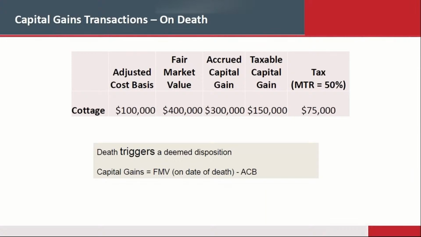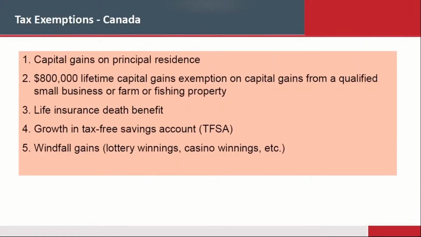Now, I draw again to your attention that if this was a spousal situation, once again, the spouse will receive this on a tax-deferred basis, and it will be when the spouse actually passes away. In other words, when the second person passes away, the tax will have to be paid. But before that, there'll be no tax. So all we're saying is that sooner or later, you do have to pay your taxes, and that's all there is to it. So once again, death triggers that deemed disposition.